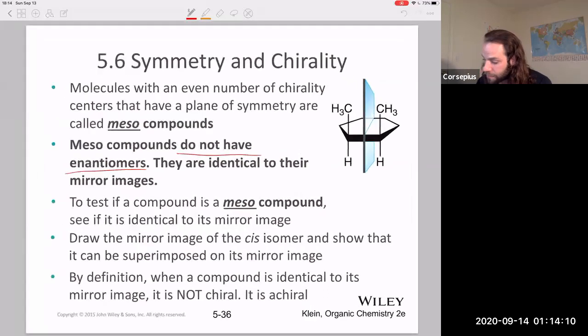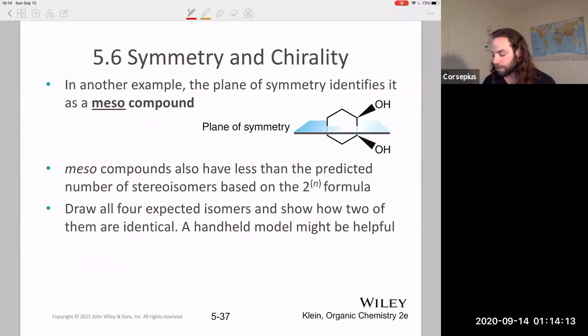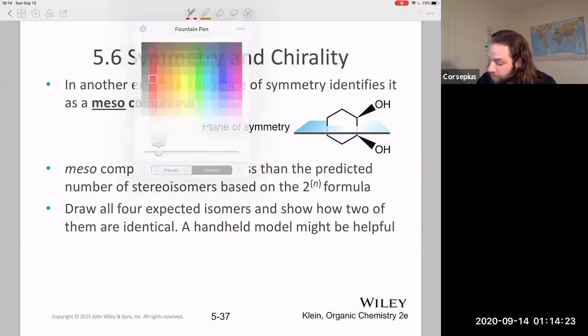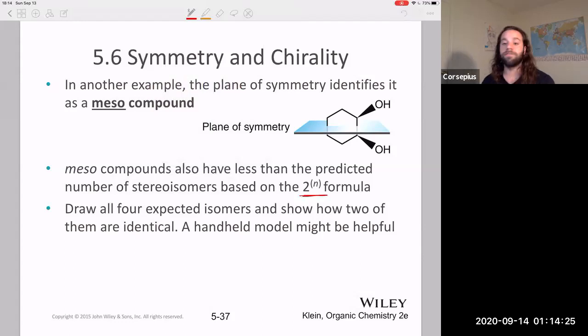Here's just another example of a compound that has a plane of symmetry associated with it, so it's a meso compound. Because you have this meso compound, it doesn't follow that 2 to the n formula. There are fewer stereoisomers than that. So 2 to the n is a maximum number, and you have to be on the lookout for meso compounds. Again, a plane of symmetry is the easiest way to spot them.